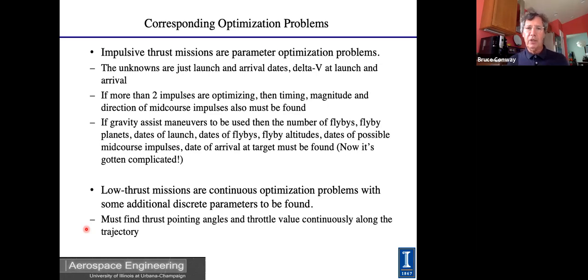On the other hand, low thrust missions are continuous optimization problems. They usually only have a small number of discrete parameters, such as the launch date and the arrival date. And then in between, you need to find a continuous history for things like the throttling parameter, meaning the thrust that you're using, and the thrust pointing angle.